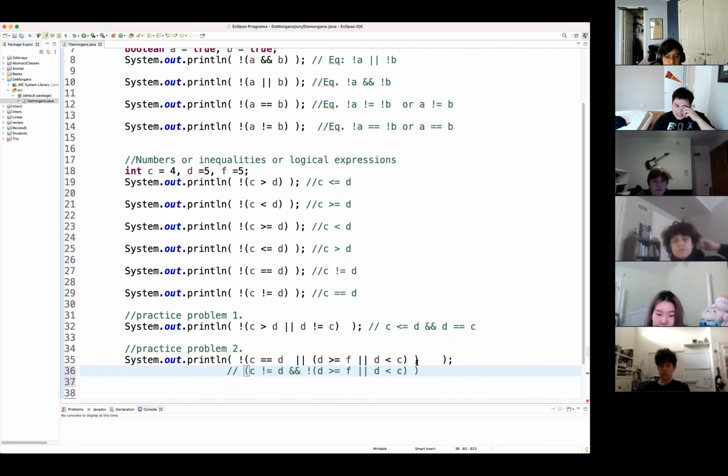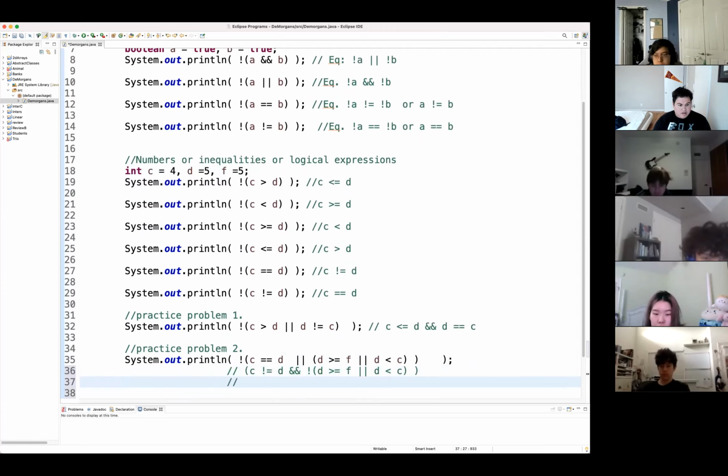So now that I've done that, what I can do is break down this equation. I can say C is not equal to D, and then I apply my rules. D is less than F, and D is greater than or equal to C.